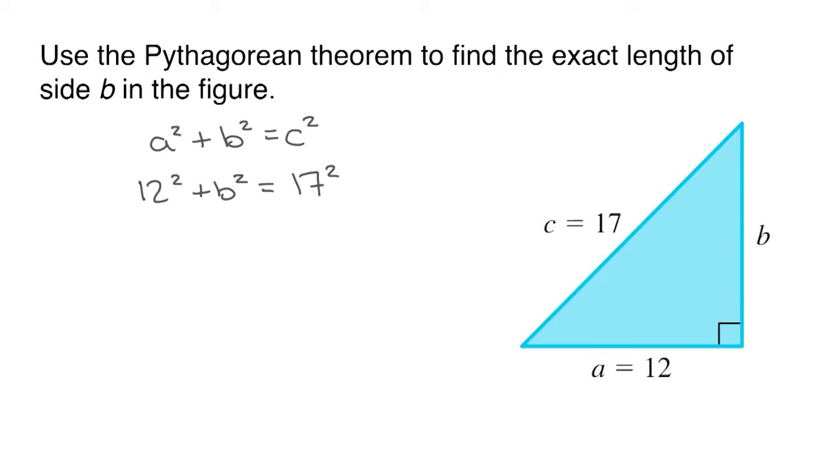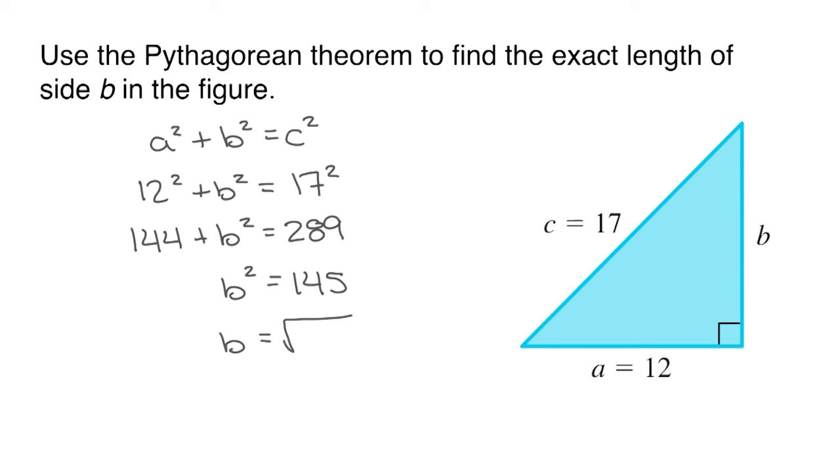Evaluating the exponents, this equation becomes 144 plus B squared is equal to 289. We subtract 144 from both sides, and we get that B squared is equal to 145, which tells us that B is equal to the square root of 145.